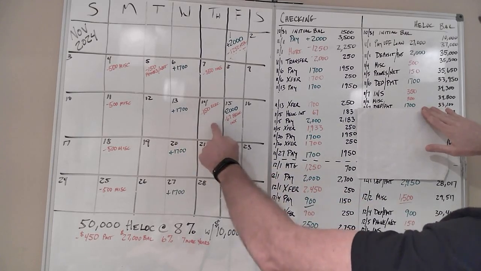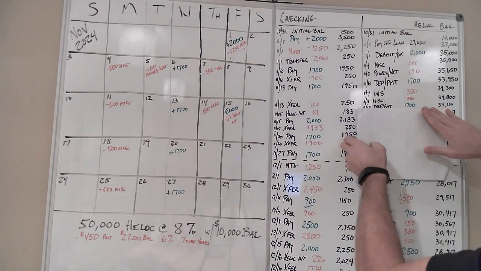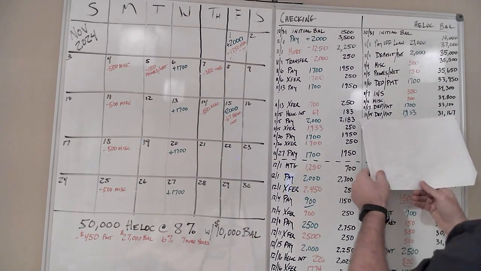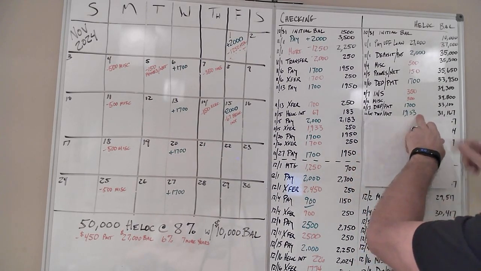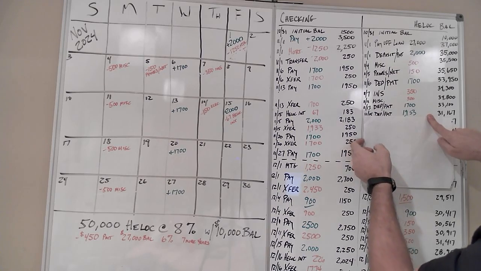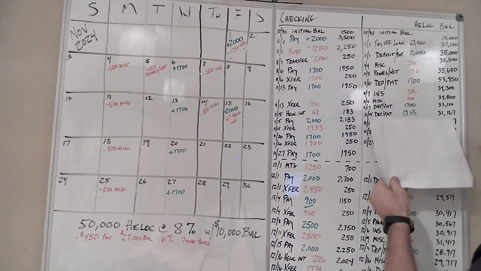So for the 14th, we've got an electric bill due. So let's come down. Let's see. Looks like maybe I missed that one. I sure did. Okay, so this is off by $150.